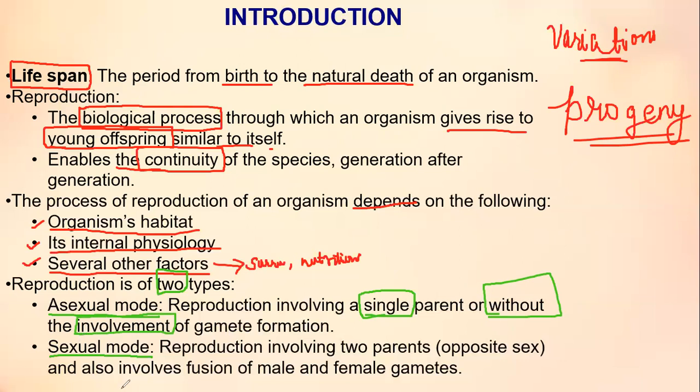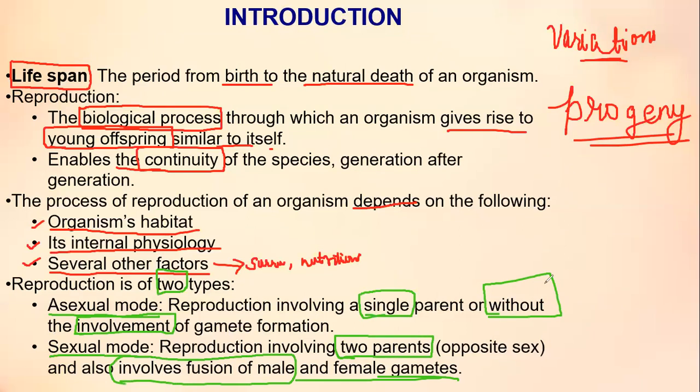be fertilization in asexual reproduction, whereas in sexual reproduction, two parents belonging to the opposite sex are required, and it involves fertilization or the fusion of male and female gametes.